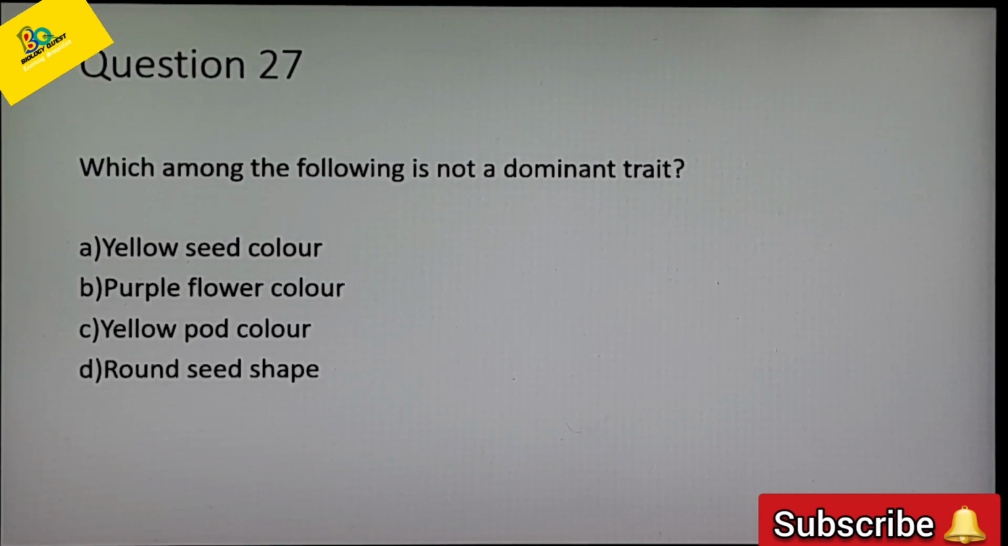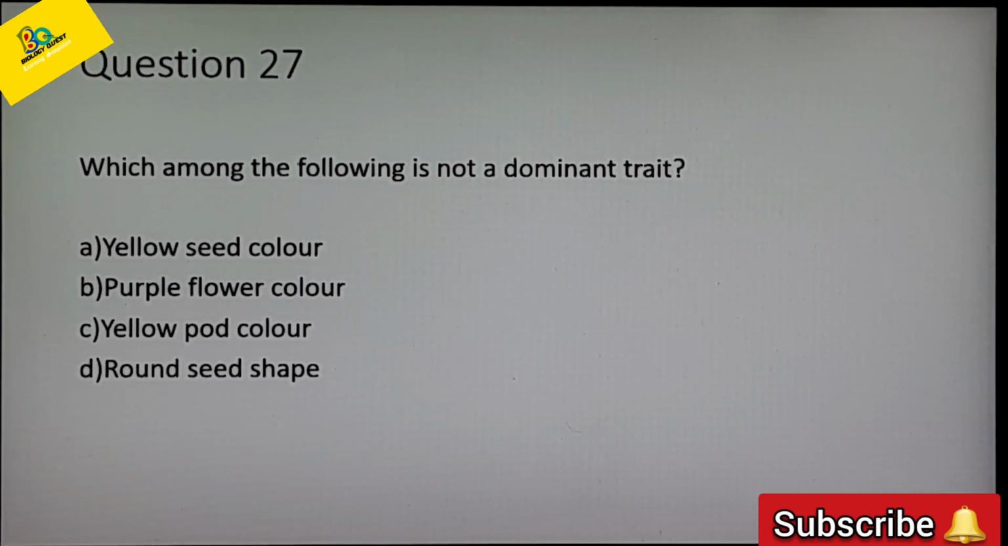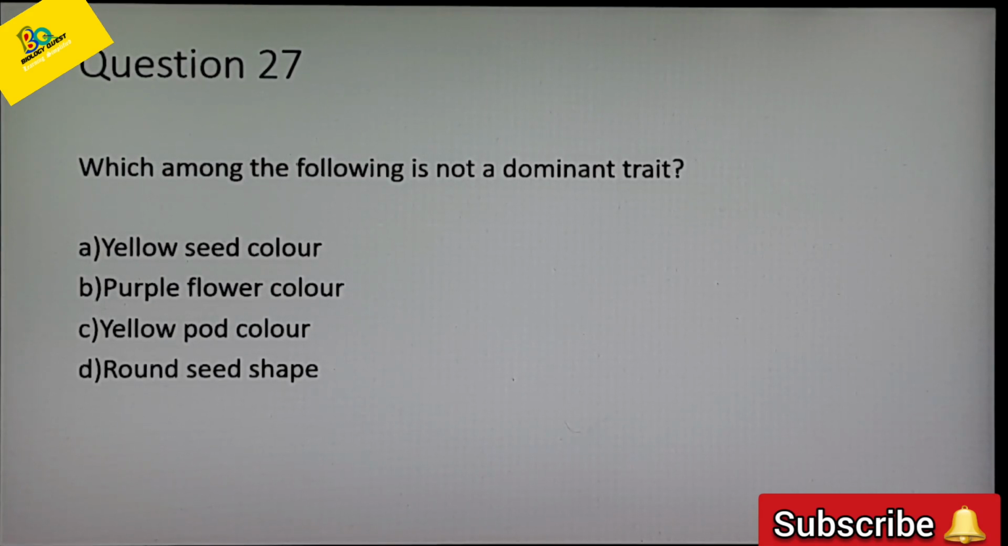Next question. Which among the following is not a dominant trait? Options are yellow seed color, purple flower color, yellow pod color, and round seed shape. Okay, look at the options. Yellow seed color, we know it is a dominant trait. The recessive trait is green. Purple flower color again is a dominant trait. Recessive trait is white flower color. Yellow pod color is a recessive trait. The dominant trait for pod color is green. And round seed shape again is a dominant trait, and its recessive trait is wrinkled.